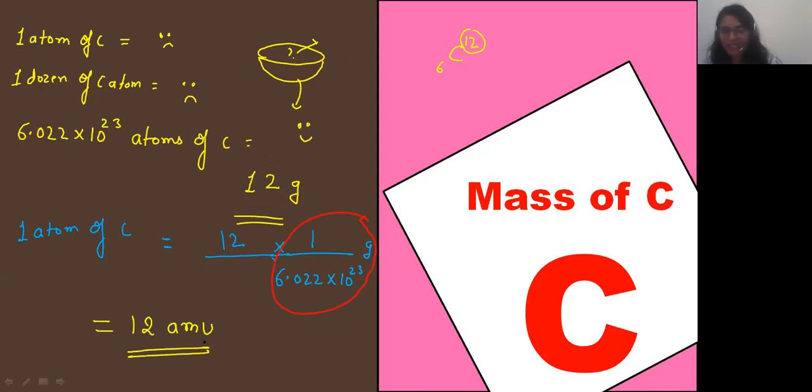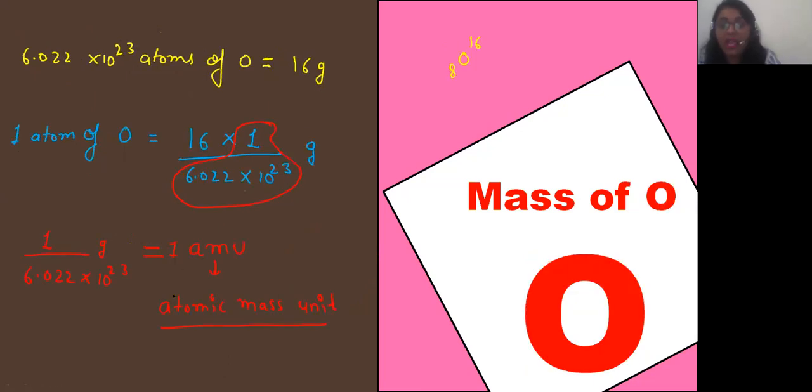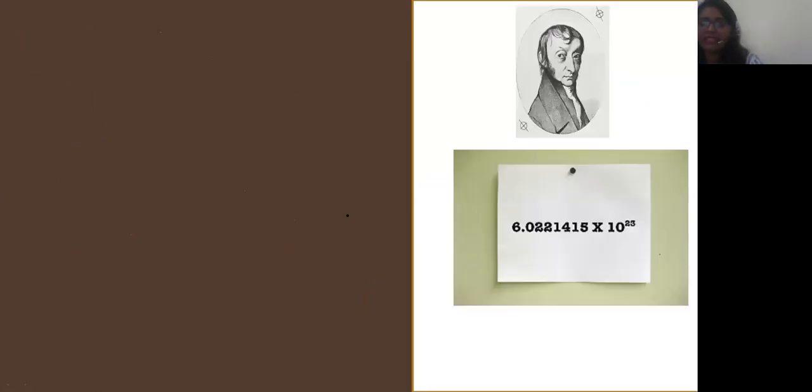What is the mass of one carbon atom? It is 12 AMU, 12 atomic mass units. If I ask you the same for hydrogen, then the mass of one hydrogen atom is 1 AMU. And for oxygen, the mass of one oxygen atom is 16 AMU. Now, why is this number so special?